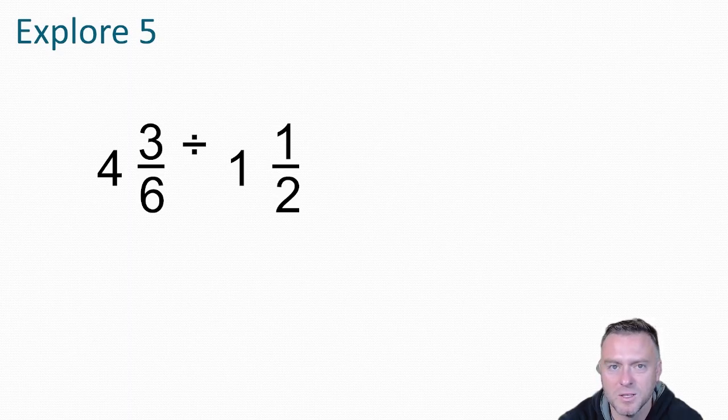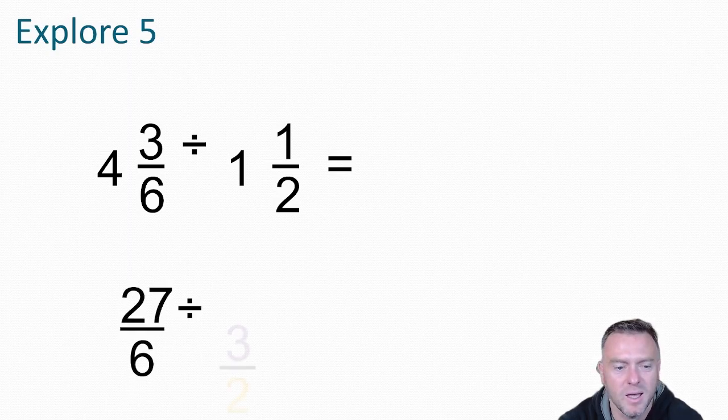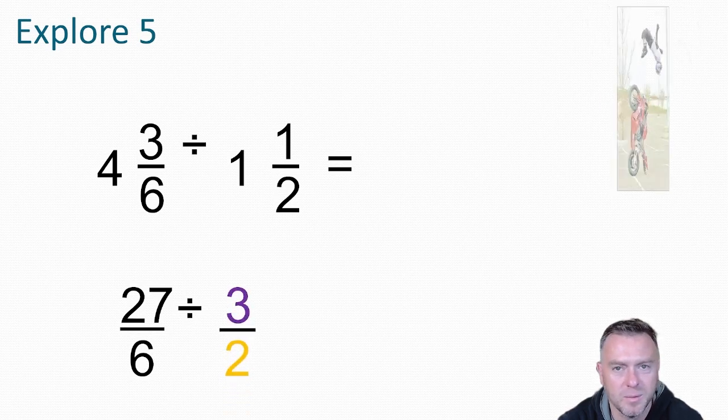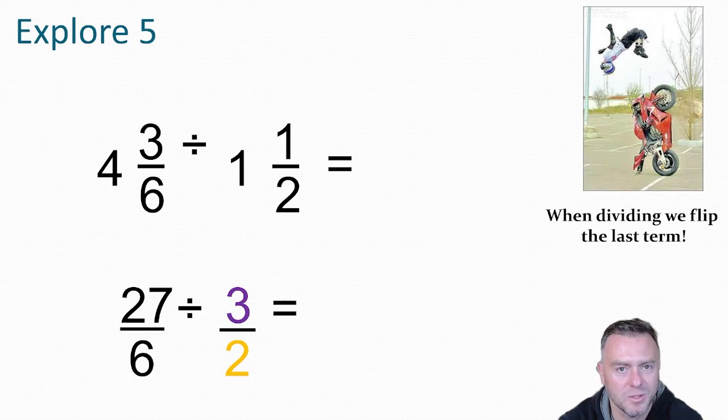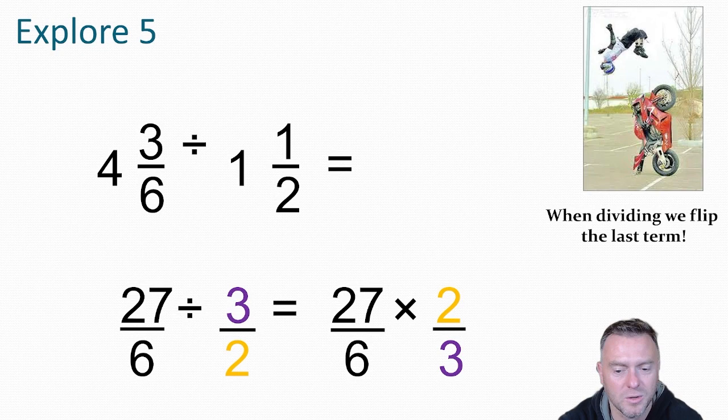So the first step is we do 4 times 6, which is 24, plus the 3, which gives us 27 on 6. And then we're going to divide that by 3 on 2. We then flip the last term, because when we're dividing, we always need to flip it. So 27 on 6 times 2 on 3.